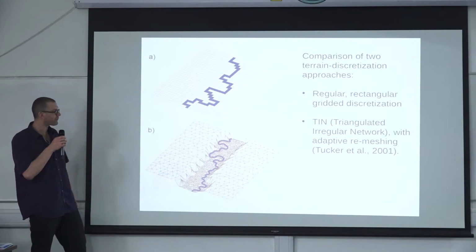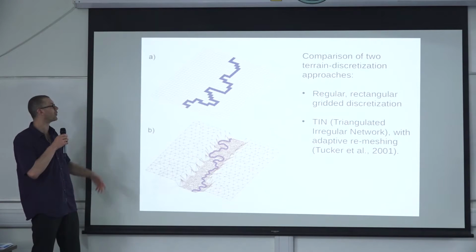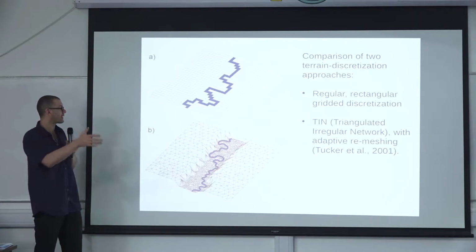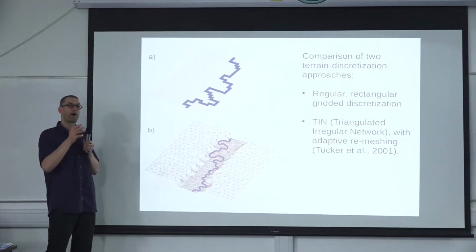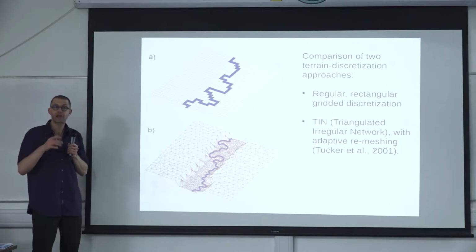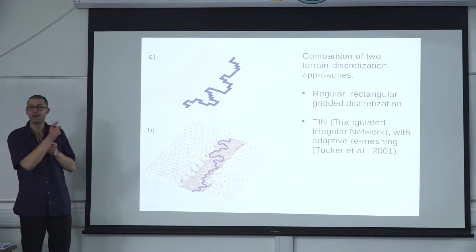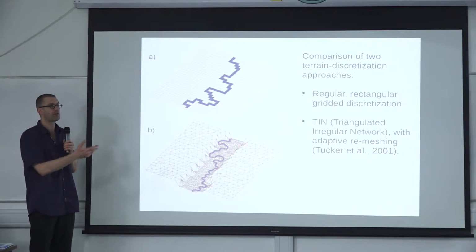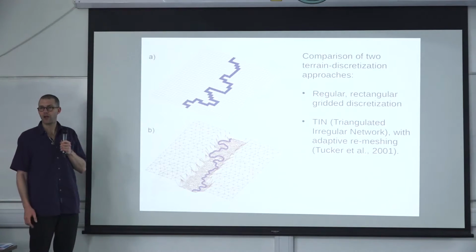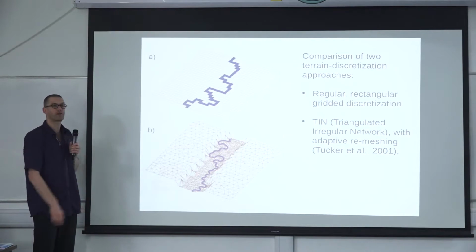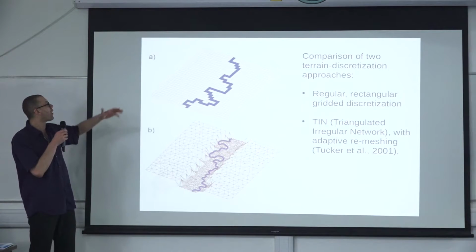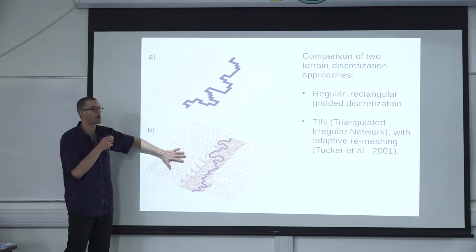So TINs are one really nice way to work with data that has different spatial resolution. By the way, when you work with point clouds, with LiDAR point clouds or something along those lines, TIN is the structure that you most widely use, because it allows you to have different spatial resolution. So you can do modeling on a grid and on a TIN.